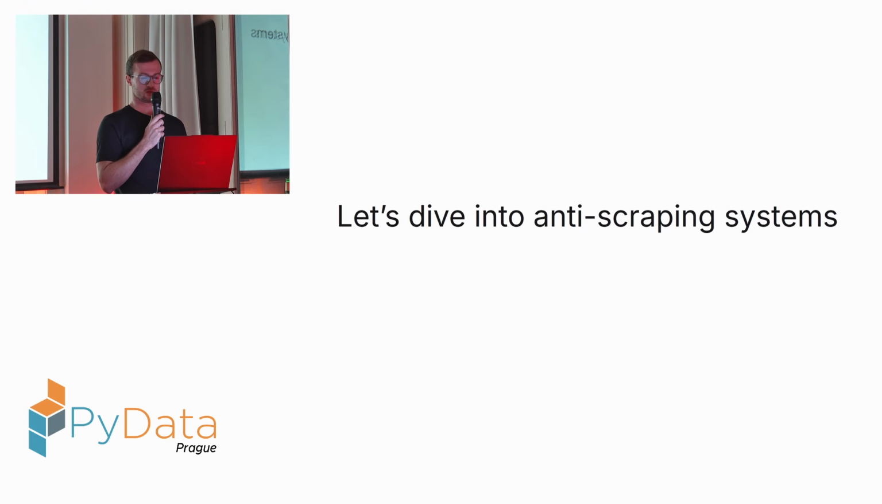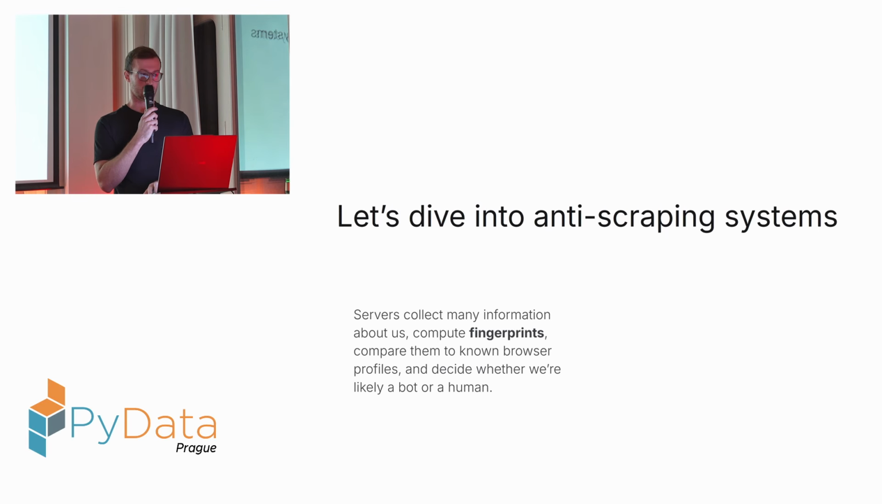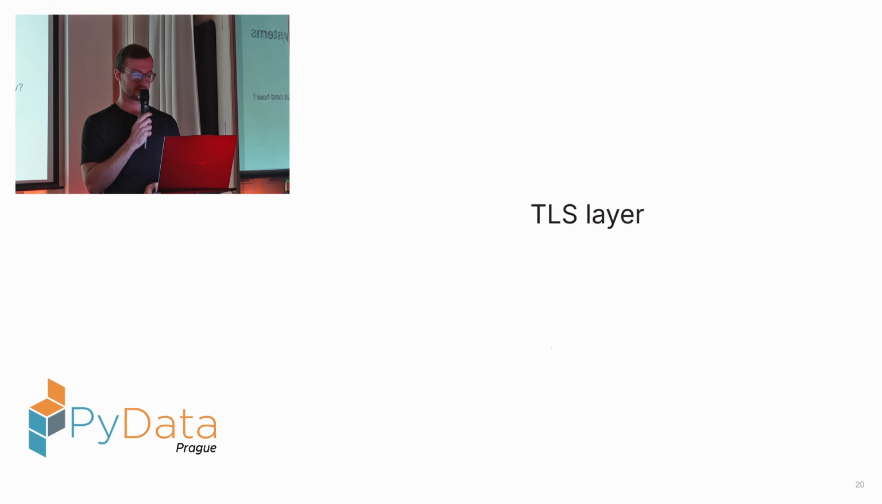So our manual naive approach of patching the headers didn't work, so we will have to dive deeper into these anti-scraping systems. Basically, the servers try to collect as much information as possible about us, about our browser, about our device. They compute fingerprints from them and compare them to well-known profiles of browsers. And based on the similarity, they decide whether we are likely a bot or a human. So let's see what they collect and how they do it.